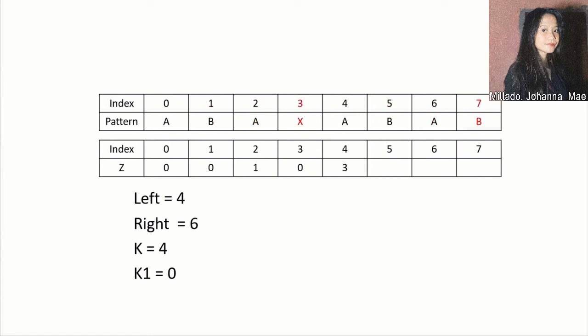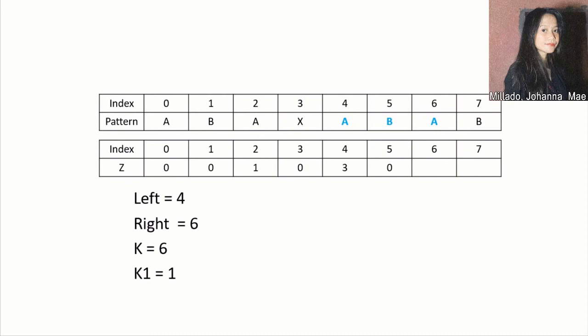We'll look for the Z of k. Z of k is right minus left, so it's 3. This means that there is a substring at index 4. Now we have our Z box. Right becomes 6. Then we go back to the top of the for loop. The k becomes 5. Since k is less than right, we need to calculate our k1. k1 equals k minus left, which is 1. Now we copy the Z of k1 to the Z of k.